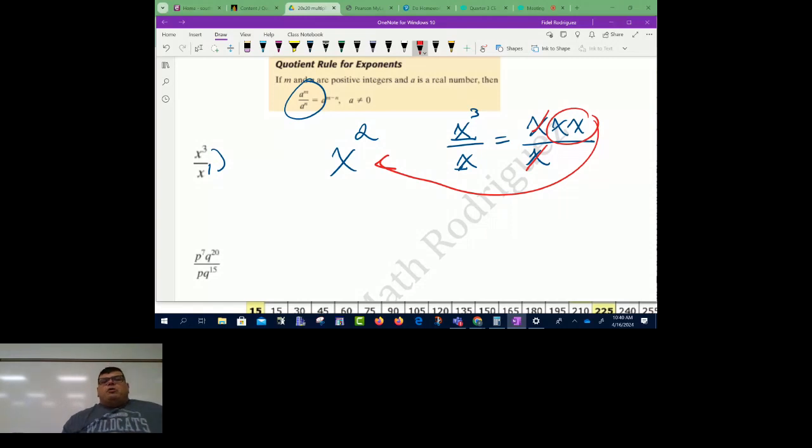A lot of times, y'all, when I go through these problems with my classes, I tell my students, ask yourself, where do we have more x's? So if we looked at x to the third over x, we would say, hey, there's more x's on the top than there are on the bottom. How many more on the top? Well, if there's 3 on the top and 1 on the bottom, that means we still have 2 left over, right?